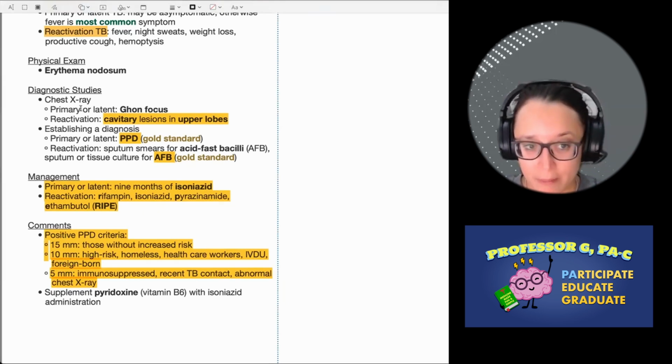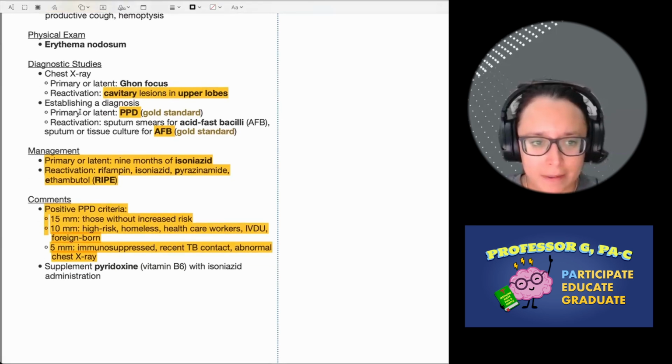Okay, that's for primary. For reactivation, which is usually the one they test on, you'll see cavitary lesions in the upper lobes. Okay, and diagnosis. So they say our gold standard for diagnosis, screening especially, is PPD. So we need to know the different PPD classifications, which we'll do right now.